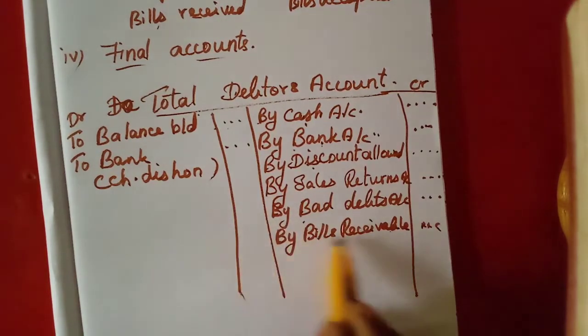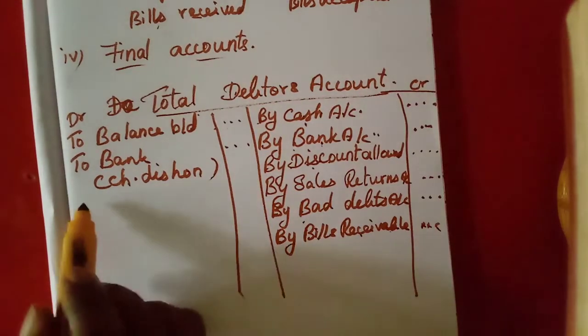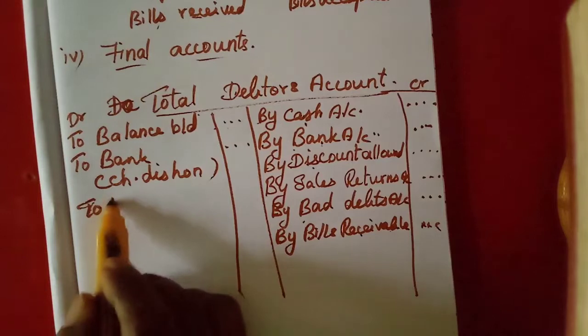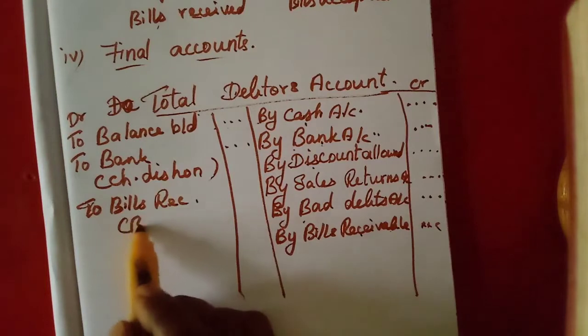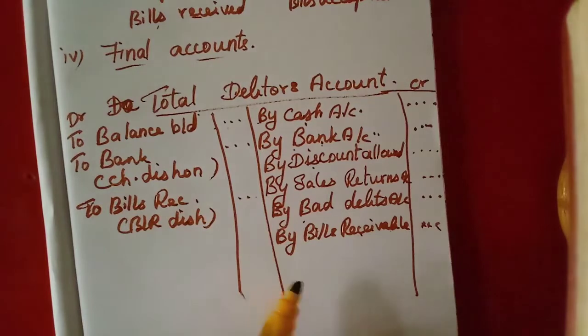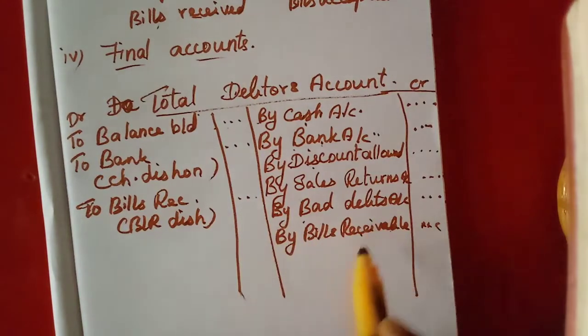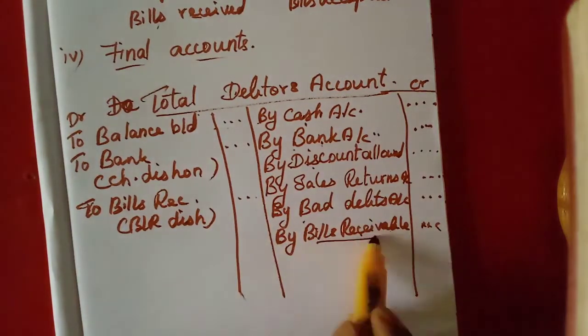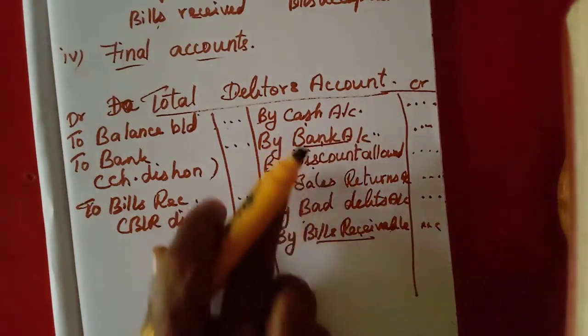Then sometimes this bills receivable we are not able to receive. If that is dishonored, what we have to do? The reverse entry. Here we have to write to bills receivable dishonored. Only this dishonor we will be writing on the debit side, bills receivable and bank. Only these may dishonor. All the other adjustments will be on the credit side only.